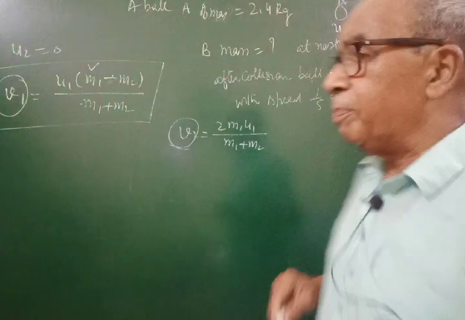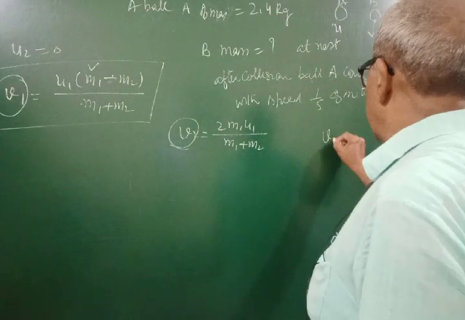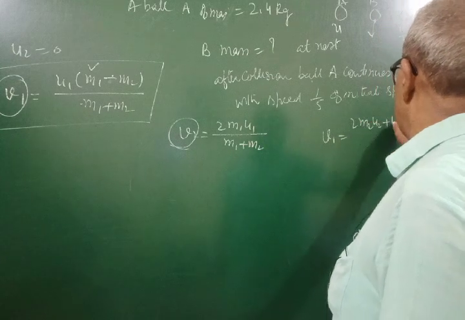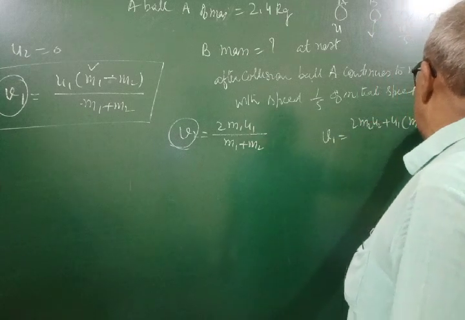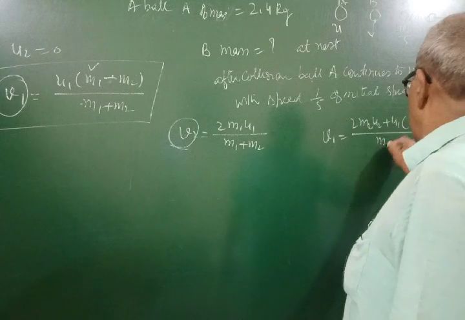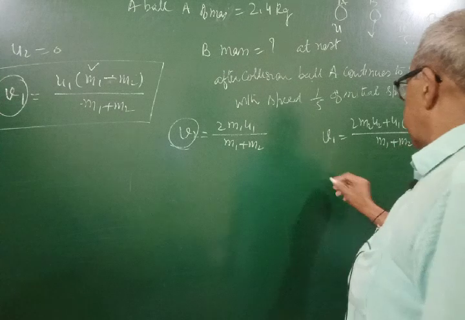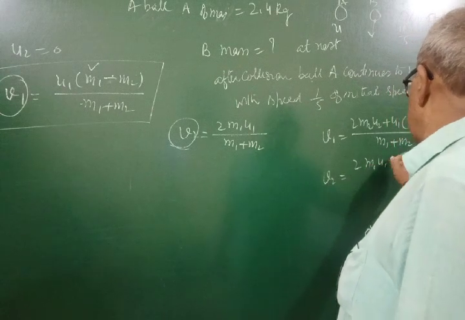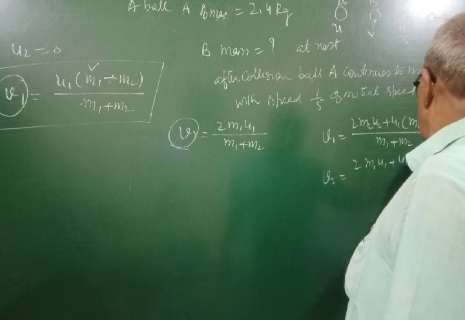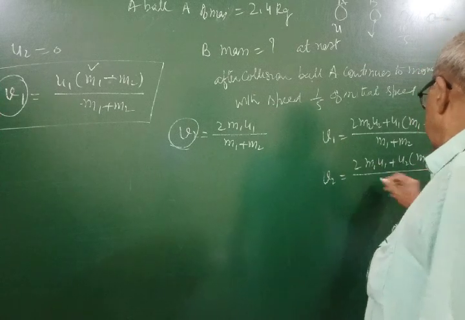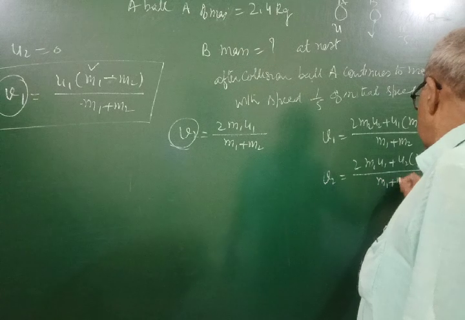I am stressing again, please learn: V1 is equal to [2 M2 U2 plus U1 (M1 minus M2)] upon M1 plus M2. Remember this. V2 is equal to [2 M1 U1 plus U2 (M2 minus M1)] upon M1 plus M2.